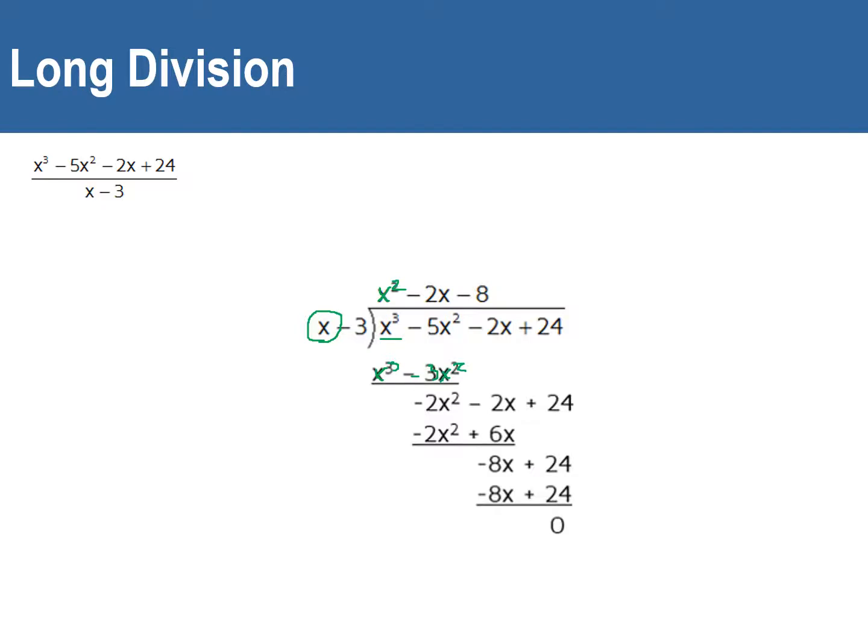And then I could do the subtraction. And then I would get negative 2x squared minus 2x plus 24. X goes into negative 2x squared, what? Negative 2x times. Then multiply, subtract, and then keep going. X goes into negative 8x negative 8 times. Negative 8 times x minus 3 is negative 8x plus 24. So you wind up with a remainder of 0. Long division can be cumbersome and it takes up quite a bit of space.